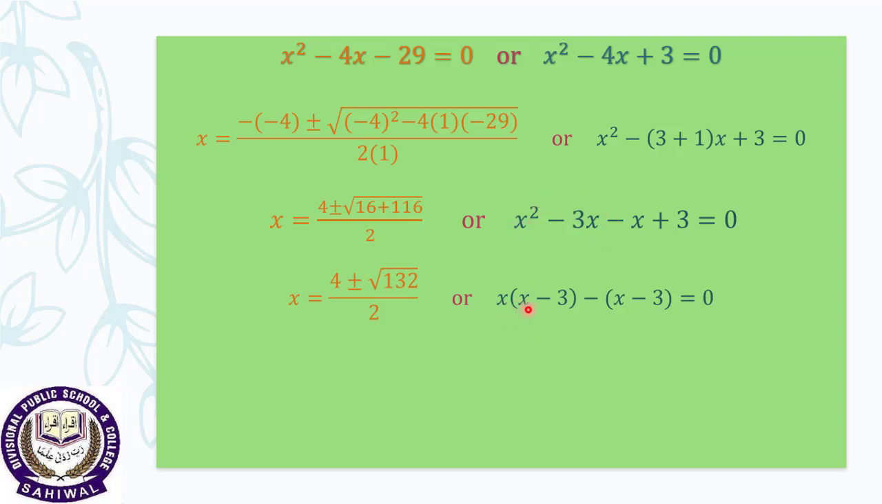x times x minus 3, minus 1 is common between x and 3, so we get x minus 3 equal to 0. 132 can be written as 2 square root of 33, and this can be written as x minus 3 and x minus 1. X minus 3 is the common factor and the remaining terms are x minus 1.